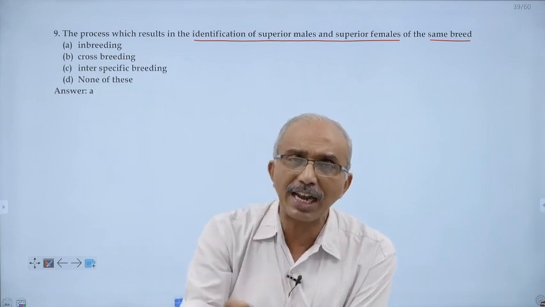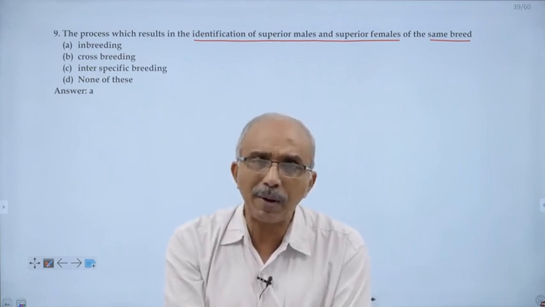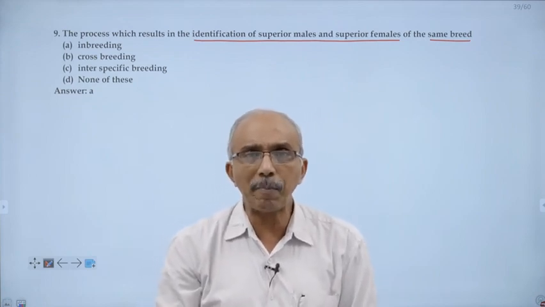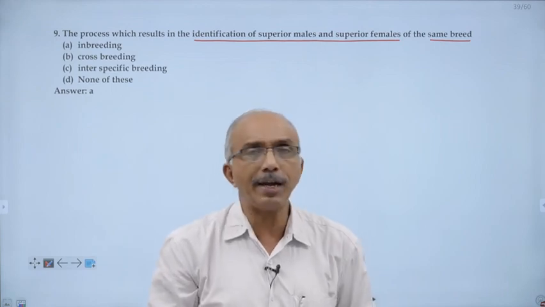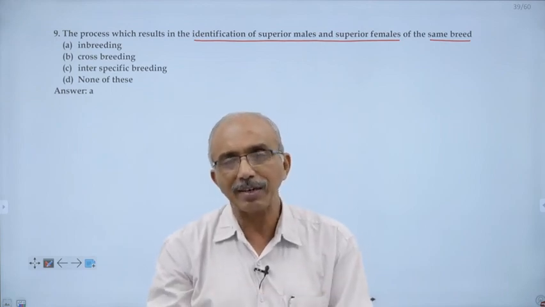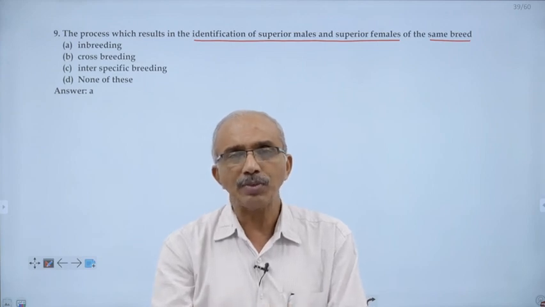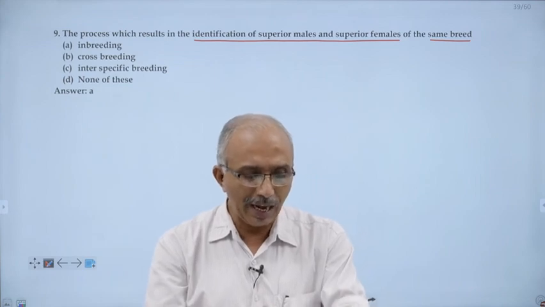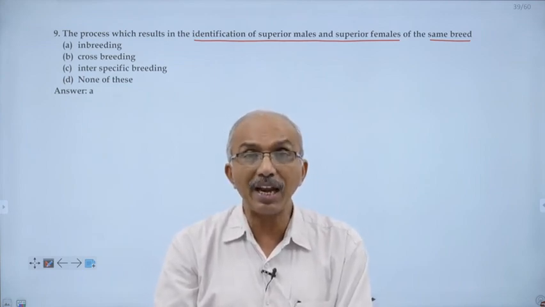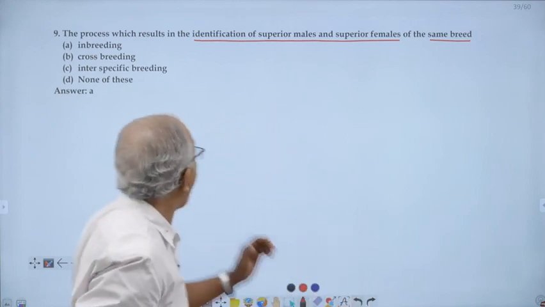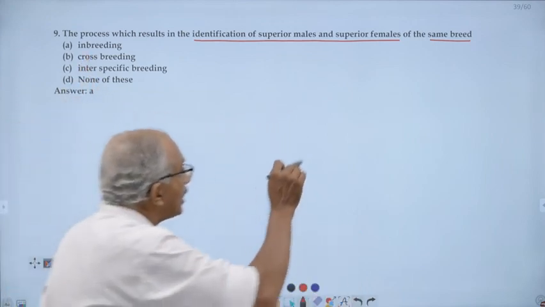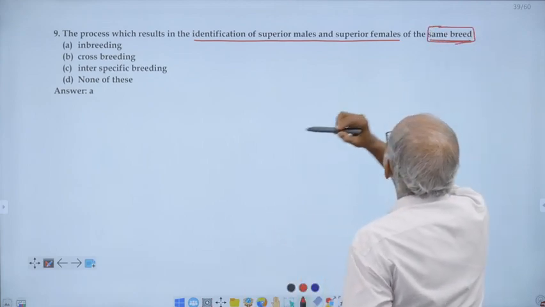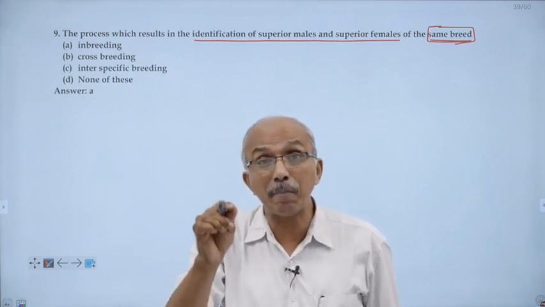We study this in breeding programs. In all breeding programs, superior males and females are selected and they are mated together, in pairs. So in all breeding programs, there is selection of superior male and superior female. But the second trick played is same breed. The selection is from the same breed.